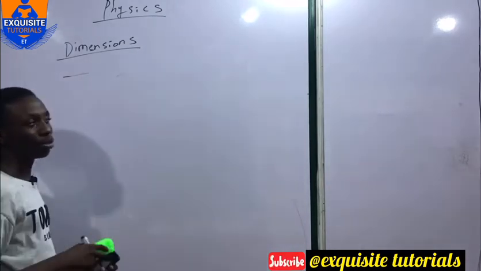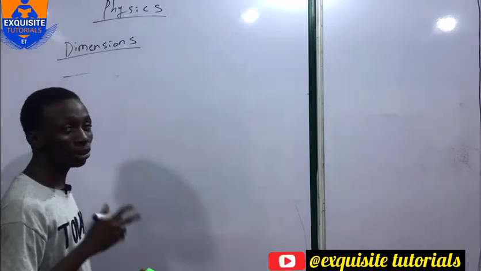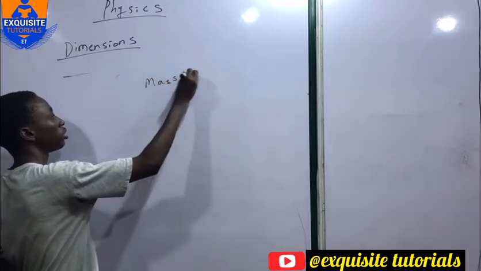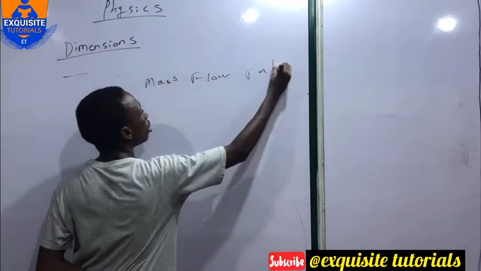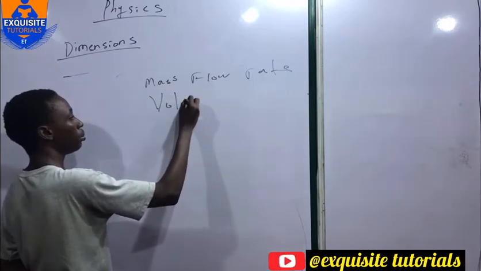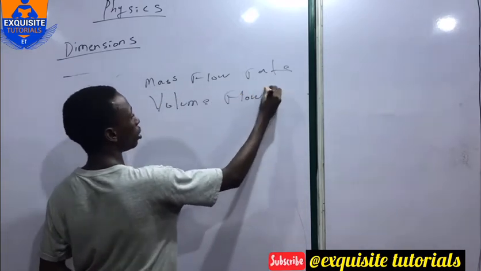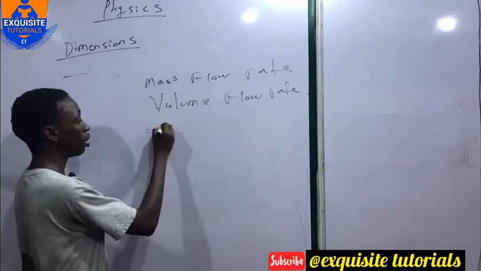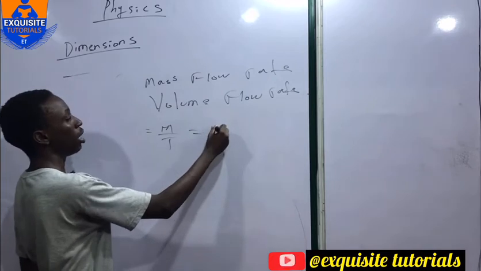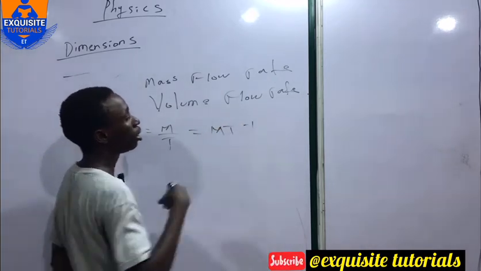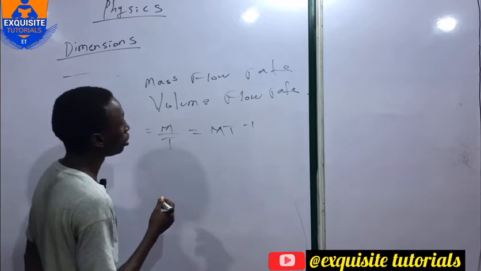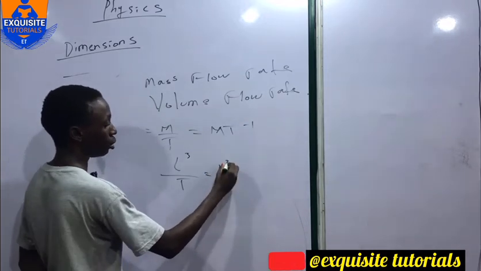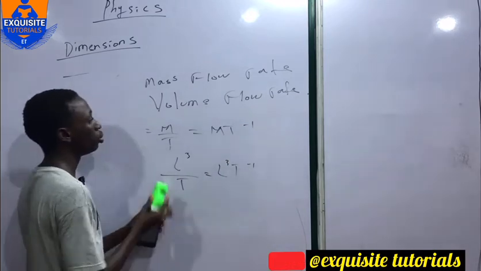Next, let's represent the dimension of mass flow rate and volume flow rate. Instead of going the easy way, because mass flow rate is just mass over time, so that would just be MT^-1, and volume flow rate is volume over time, that will be L cubed over time, L^3T^-1, I want us to actually go through the long way.